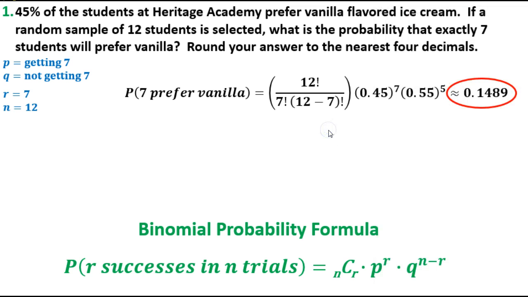So it doesn't matter which one you use, both of them will work. But the big thing is just making sure that we can put these in the right order. Probability of success raised to the power of whatever number we want for our successes. Probability of failure is raised to the difference between the total number and the number of successes. So 12 minus 7 in this case would be just 5.